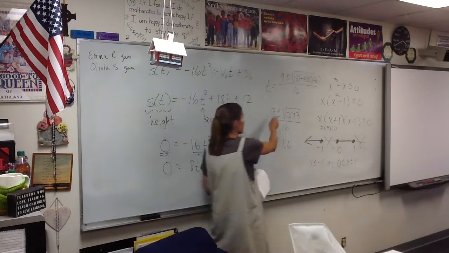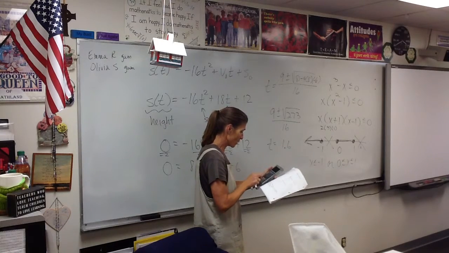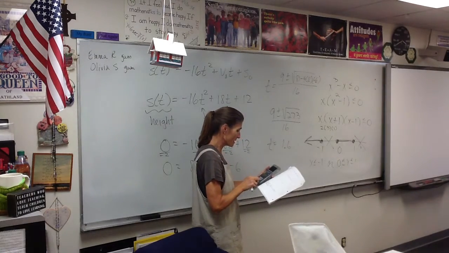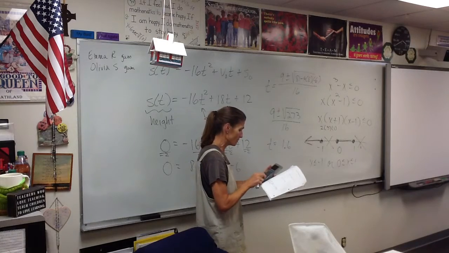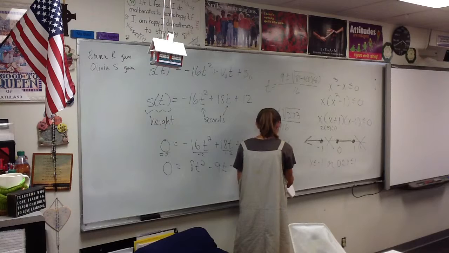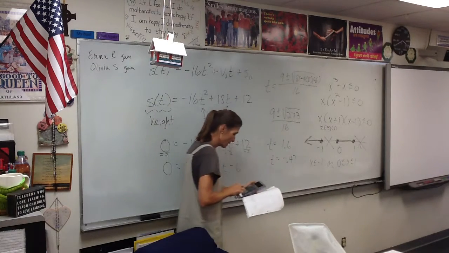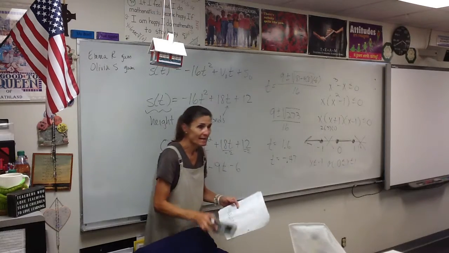Now that was 9 plus, right? So here I go. 9 minus the square root of 273 equals divided by 16. I got about negative 0.47. Now tell me about that answer.